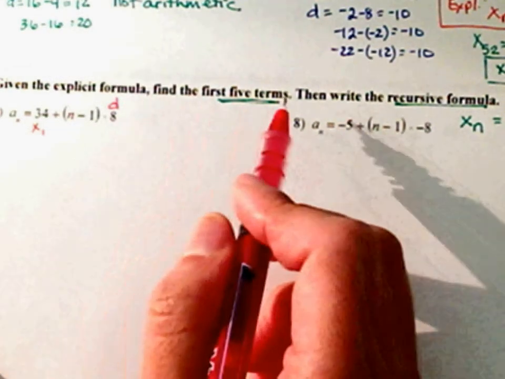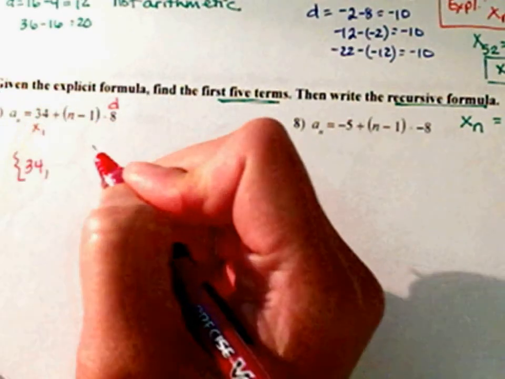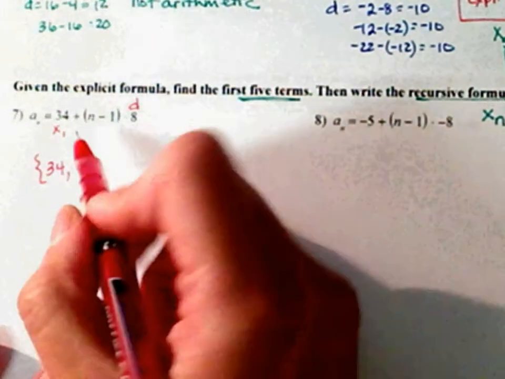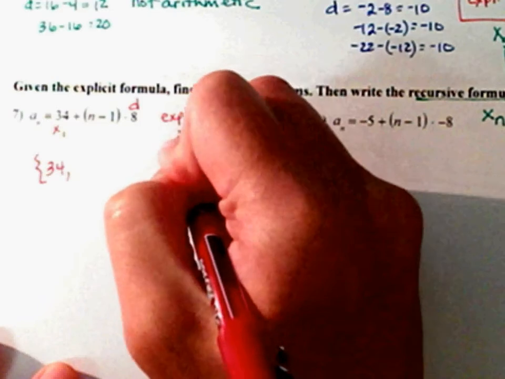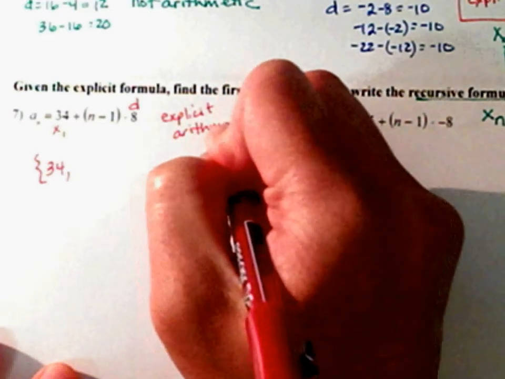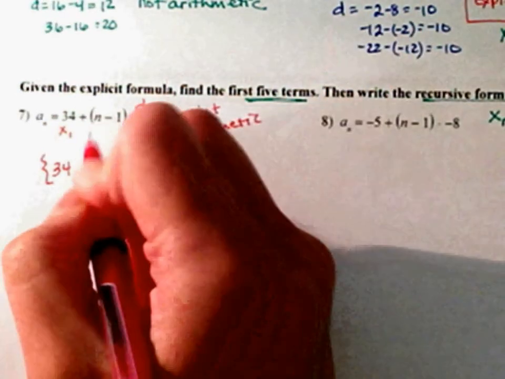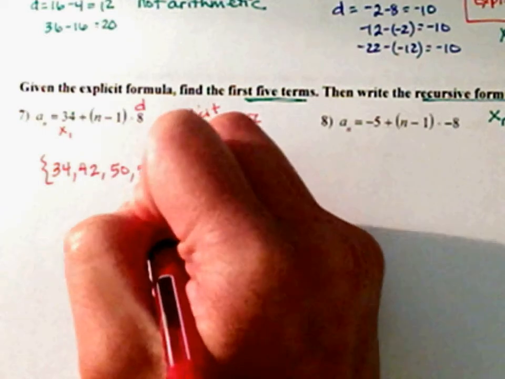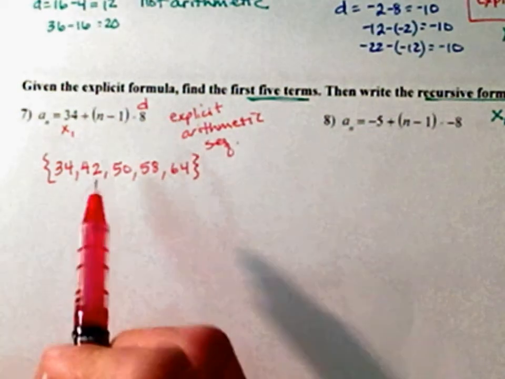So the first thing says, find the first 5 terms. What are your first 5 terms? Well, I'm starting at 34. I'm going to add d every single time. And why do I know this is arithmetic? Because this right here is an explicit arithmetic sequence. Okay? All right, so 34 plus 8 is 42, plus 8 is 50, plus 8 is 58, plus 8 is 64. There you have your 5 terms. 1, 2, 3, 4, 5.